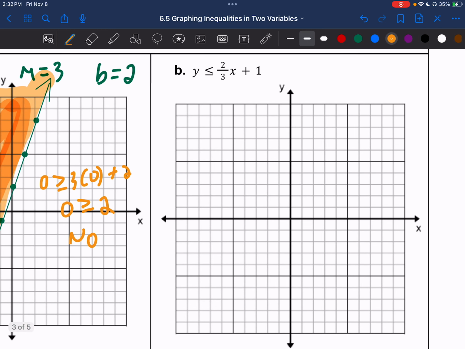Letter B. Y is less than or equal to 2/3 x plus 1. So our slope is 2/3. Our y-intercept is 1. So we have a point at 1. And our slope is 2/3. We're going up 2 to the right 3 with each step. And we connect our dots to form our line.